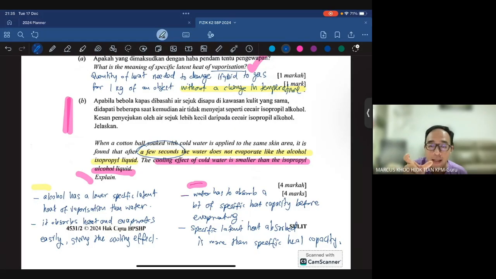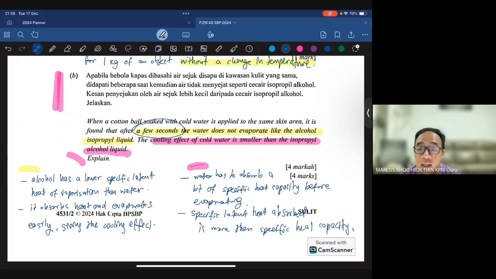Because in that few seconds, first you have to raise the water's temperature, then only can it evaporate. So there's not much heat absorbed there, because you can't even get to that evaporating point yet. But alcohol, it just absorbs, poof, evaporates. TLDR, it takes more heat energy for alcohol to vaporize than for water to rise in temperature in that short time frame. Correct, that's the one.